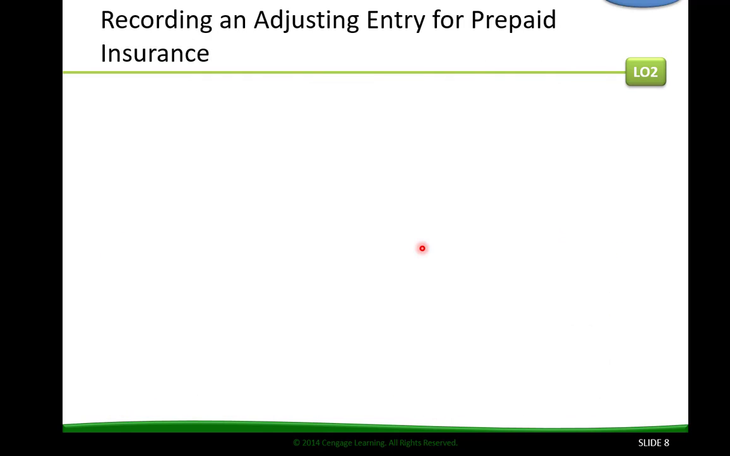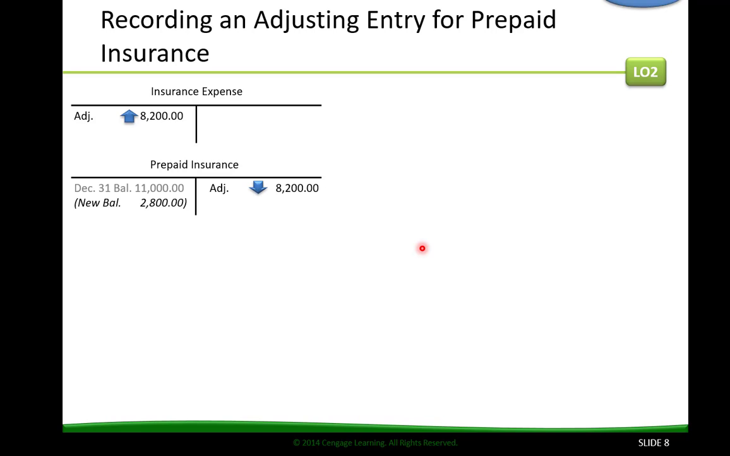So we are going to do the prepaid insurance adjusting entry. Based upon our balance of where we started off and what we've added, our unadjusted trial balance says that we had $11,000. But when we look at what we actually have in that account, we have $2,800. That gives us a difference of $8,200. That's what we need to adjust our account with.